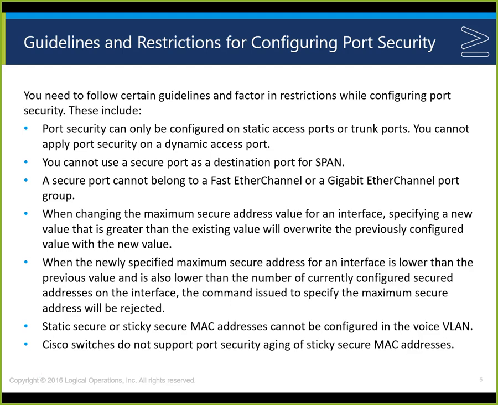Changing the maximum secure address value for an interface, specifying a new value that is greater than the existing value, will overwrite the previous value. We did that. The previous value was 1, which shut down the port. We put in 3, and it took the value. If we had 3 in there and it was disabled for whatever reason, and we tried to put 2 on it, it won't take that. It won't take a value that is less if it's already in the err-disabled state. And as you saw, it was err-disabled, which means that we've got to do the shut and the no shut in order to make this work.